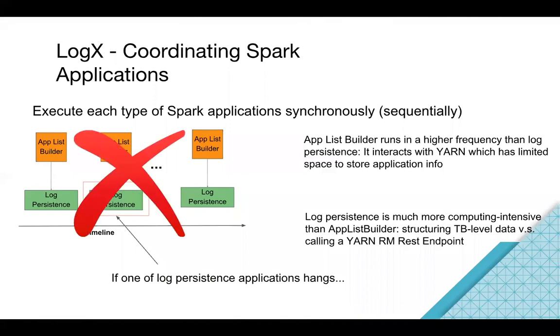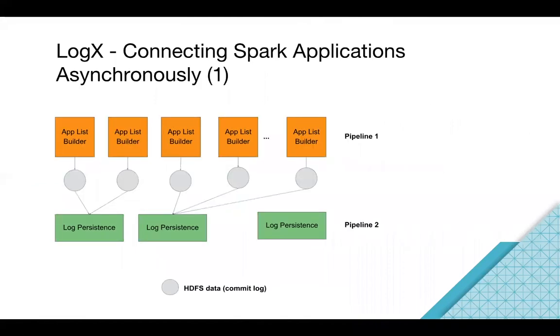Our solution for this issue is to asynchronously coordinate these Spark applications. So we put each type of application in an independent pipeline. They just run at their own frequency. And they communicate with a commit log mechanism. The commit log is actually some data in HDFS. And both of these pipelines just share the location of this commit log.